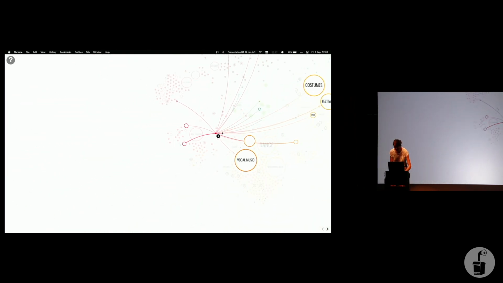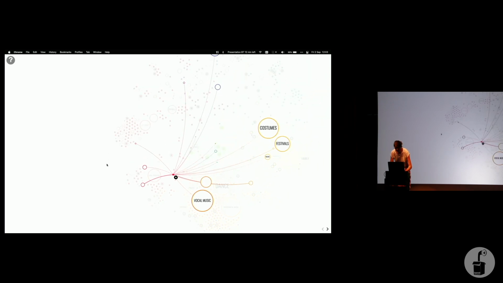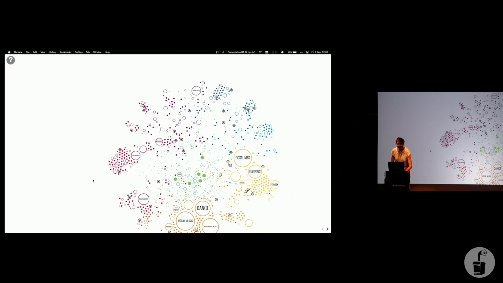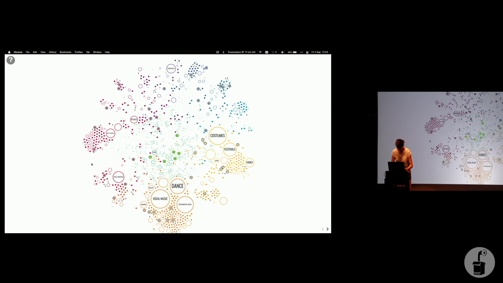Thankfully, UNESCO was happy with the result, and they postponed the online launch to the day when the actual convention was, when new elements were being added. So that was pretty cool.